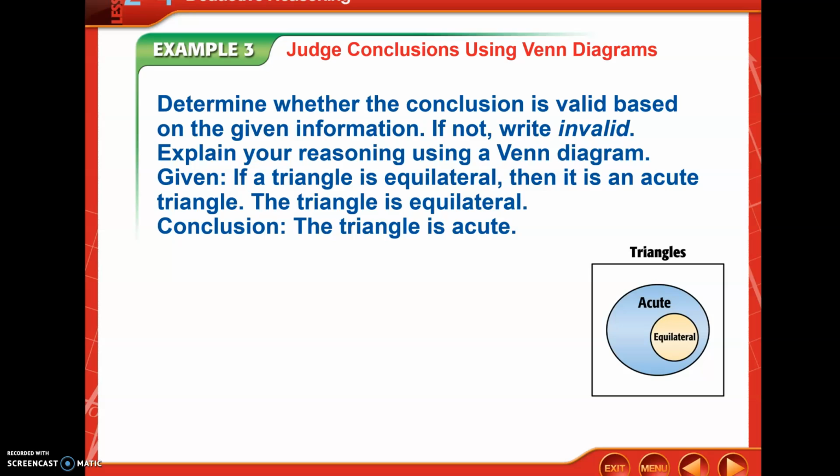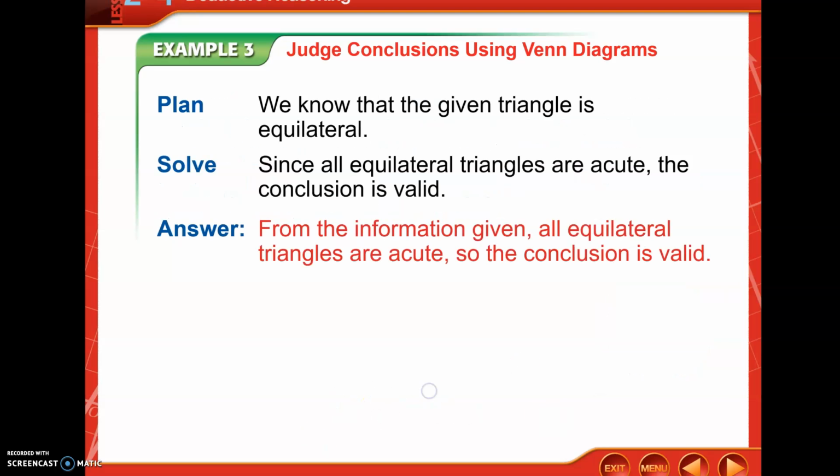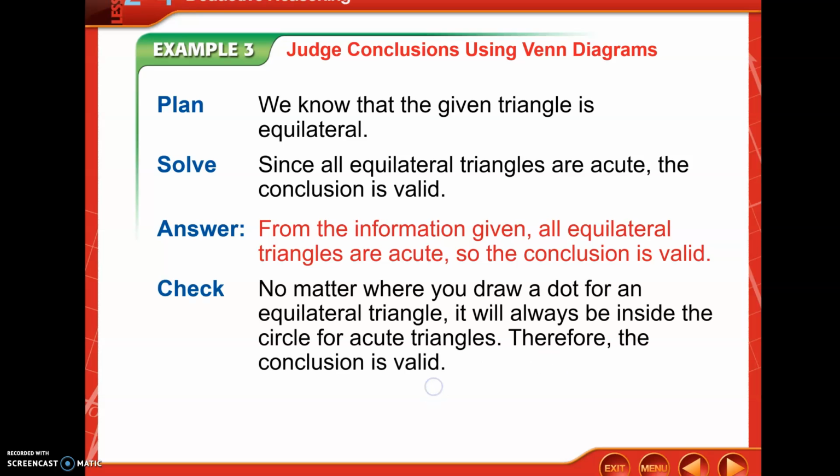All right. You can kind of look at it with Venn diagrams. Determine whether the conclusion is valid based on the given information. If not, write invalid. We're going to explain the reasoning with a Venn diagram. If a triangle is equilateral, then it is an acute triangle. The triangle is equilateral, then the triangle is acute. So we have this section of acute triangles, and in there is equilateral. So this condition was met, so then I could conclude the acute. So this is valid. So the conclusion is valid.